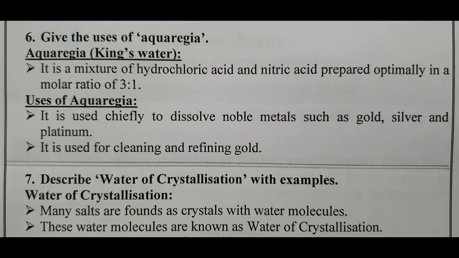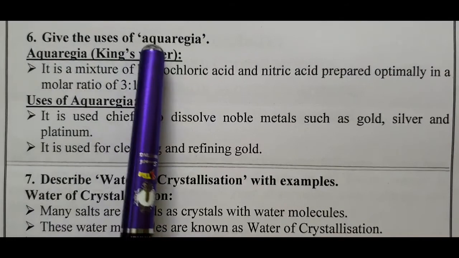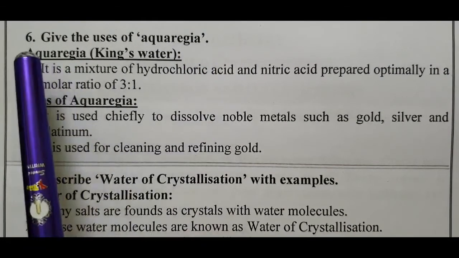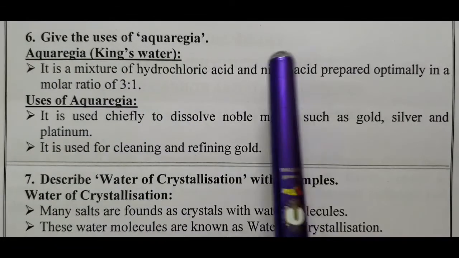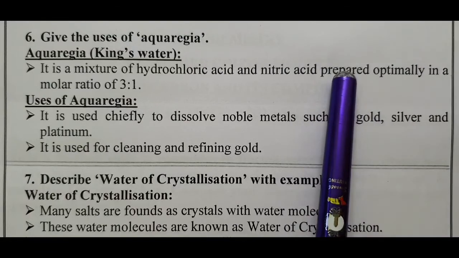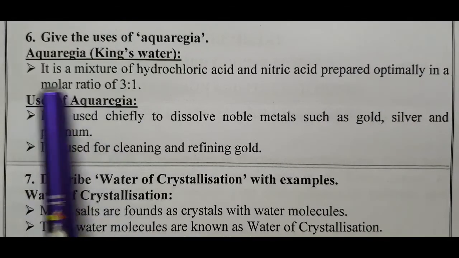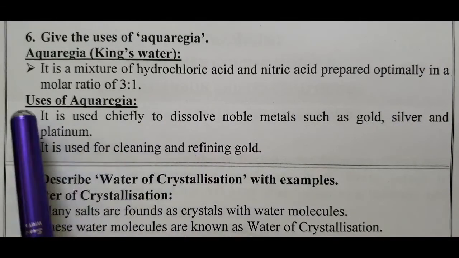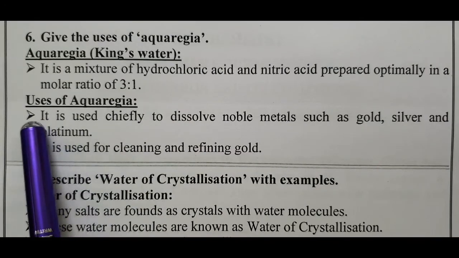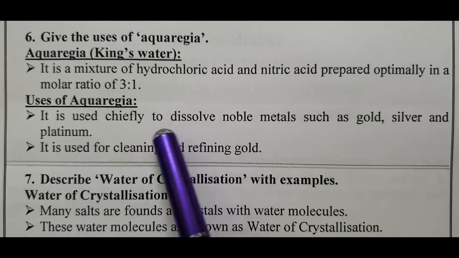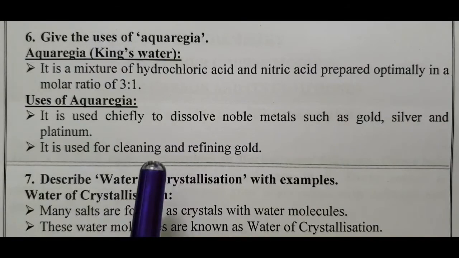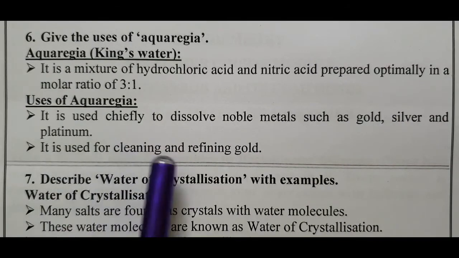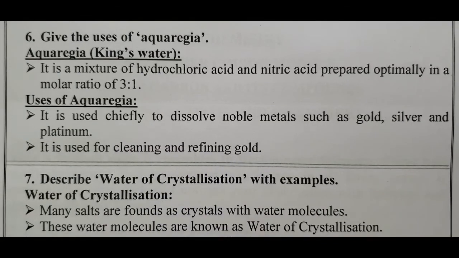Come to assessment number 6. Give the uses of aqua regia. Aqua regia, king's water, is a mixture of hydrochloric acid and nitric acid prepared optimally in a molar ratio of 3:1. Uses of aqua regia: it is used chiefly to dissolve noble metals such as gold, silver and platinum. It is used for cleaning and refining gold.